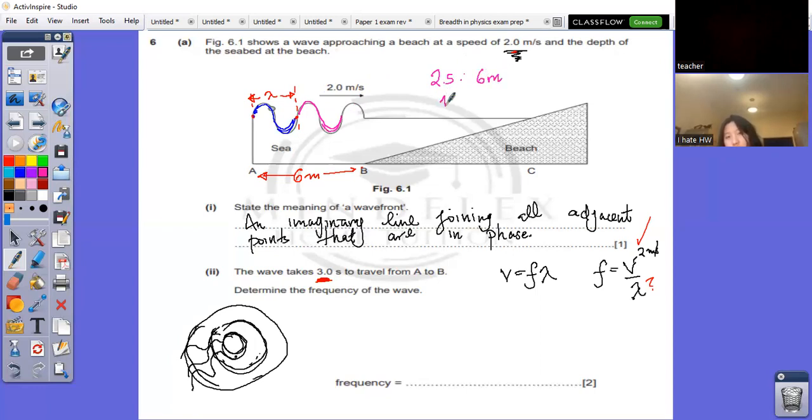Therefore, how many meters will 1 wave take? 2.5 waves fit in 6, so 6 divided by 2.5. What is that? You've got a calculator there? 2.4. So that's the wavelength. Crafty little question.